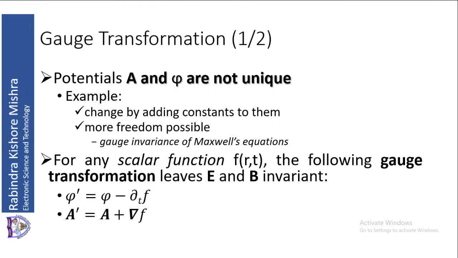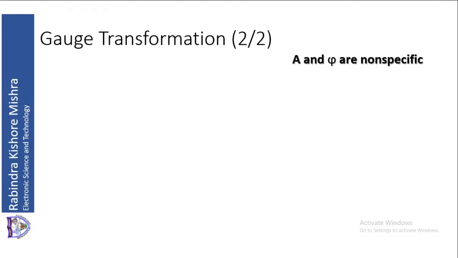So what we have done is we have added the term minus ∂f/∂t to phi to get a new potential phi dash. Similarly, we have added a term grad f to A to get a new potential A dash. We have got two new potentials A dash and phi dash from the original potentials A and phi. Let us see what the effect is. And we know A and phi are non-specific because they are not uniquely specified.